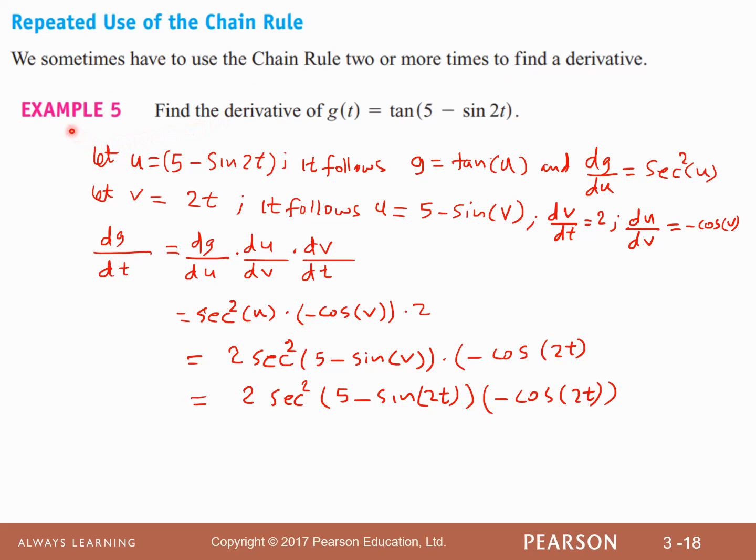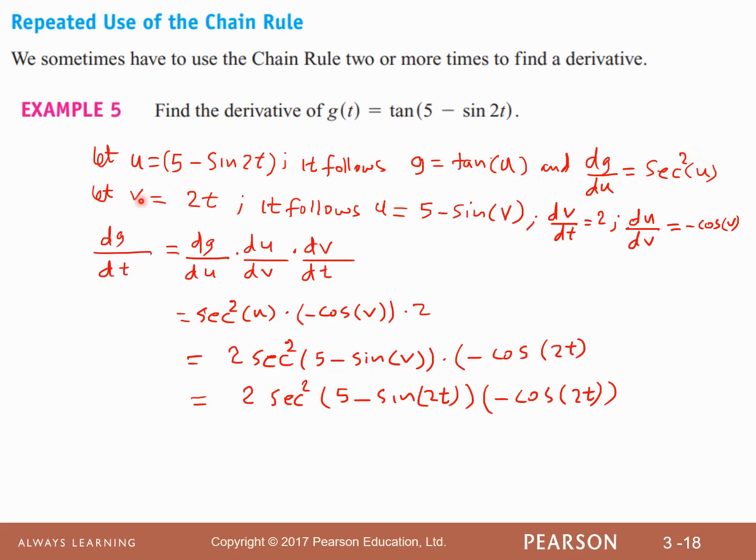Let's see. Example 5. Find the derivative of g of t equal to tan of 5 minus sine 2t. First assumption. Let u equal to 5 minus sine 2t. It follows that g is equal to tan u, because we just said we want u to be replacing 5 minus sine 2t. So g of t will be equal to tan u. And that's what we have here. g equal to tan u. And then we have to take the derivative of g with respect to u. So dg by du is equal to sec square of u. This is the first assumption.